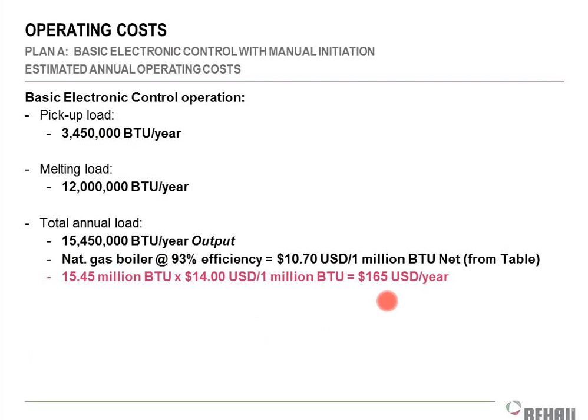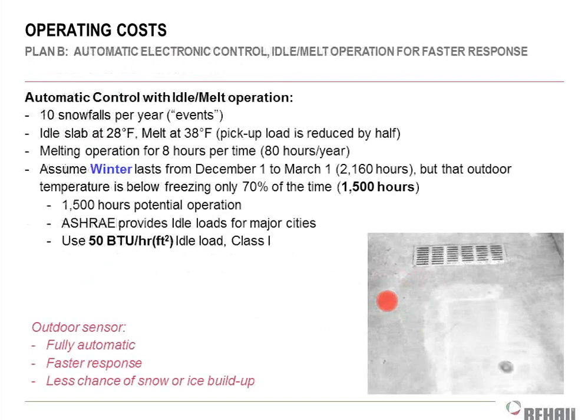Right? It's me manually turning the system on and letting it come up to temperature and then melt the snow. That's plan A, right? So plan B is let me do some automatic controls, but I'm going to idle the slab so that I don't have to wait as long for my pickup time. So I'm going to keep the slab a little bit warm so it doesn't take as long to get there.